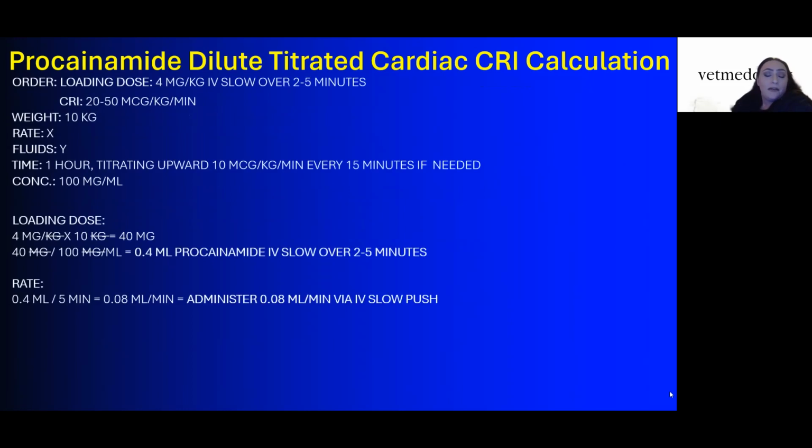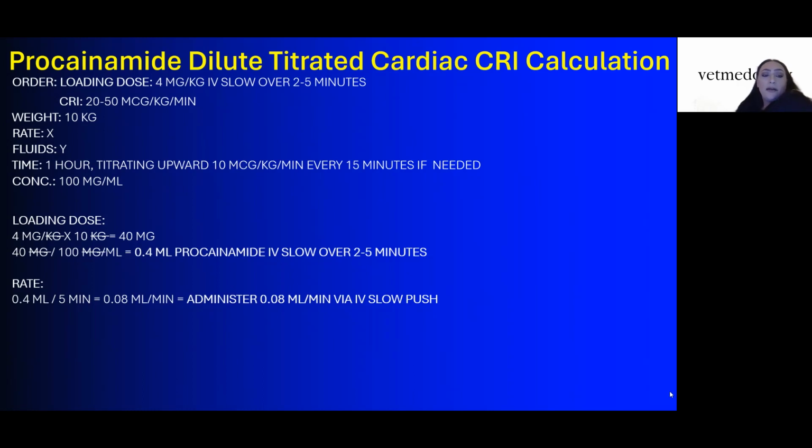All right. So our loading dose is 4 mg per kg, IV slow over 2 to 5 minutes. CRI is 20 to 50 mics per kg per minute for a 10 kilogram animal. We don't know our rate. We don't know our fluids yet. Our time is 1 hour, titrating upward, 10 mics per kg per minute every 15 minutes if needed. And we'll do that math.